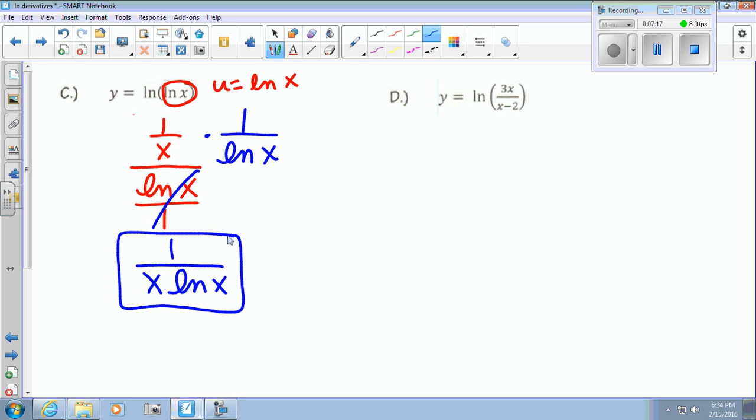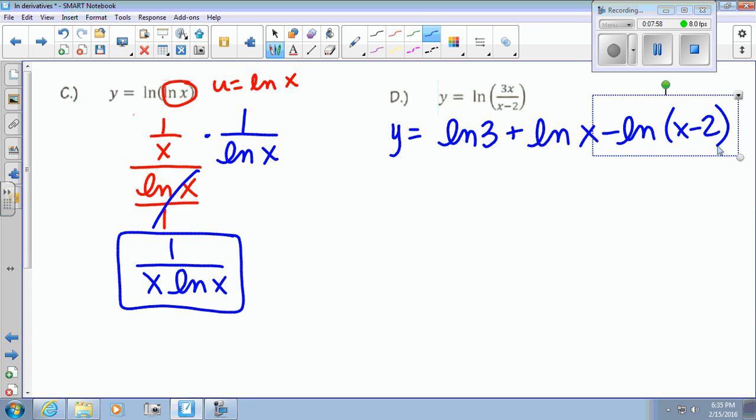Okay, now part D again is another one where you're going to want to use your properties to do a little bit of a rewrite before you start taking the derivative. So I'm going to make that y equals, okay, so on the top I've got 3 times x. I can break that up or I can leave it like it is. Okay, so I'm going to do this as if it's multiplication. Remember, the property is that you split it up with addition. So ln of 3 plus the ln of x. And then if you've got something that's divided, your property says that you subtract the ln. So minus the ln of x minus 2.